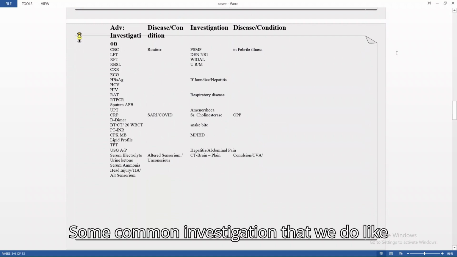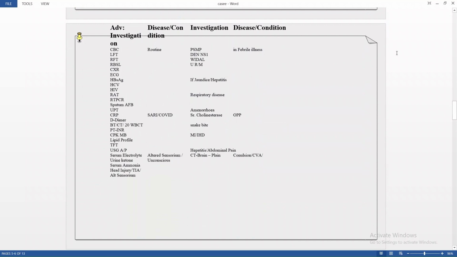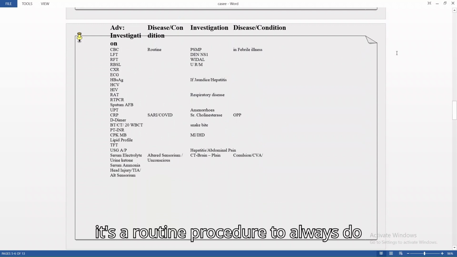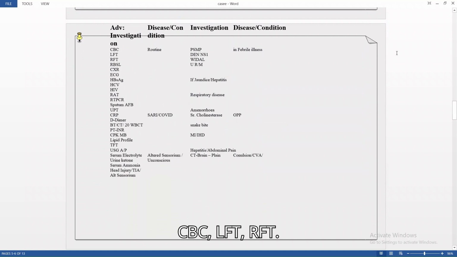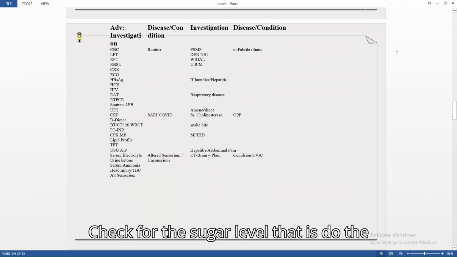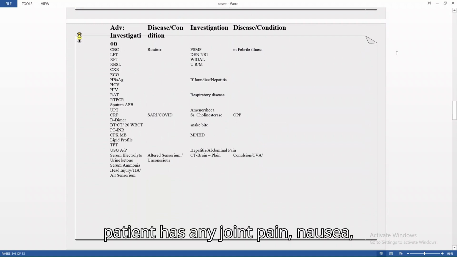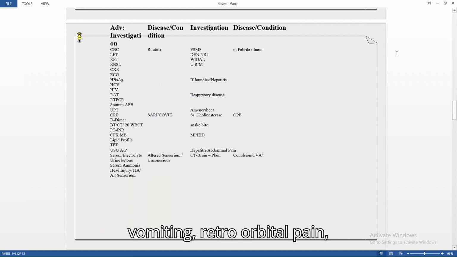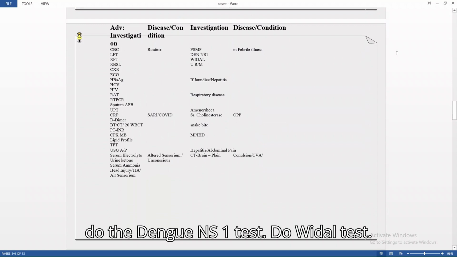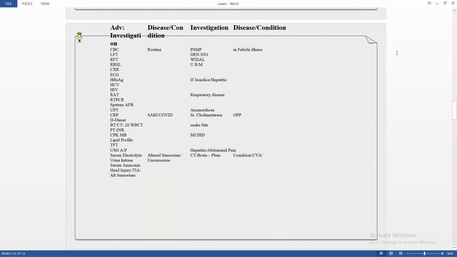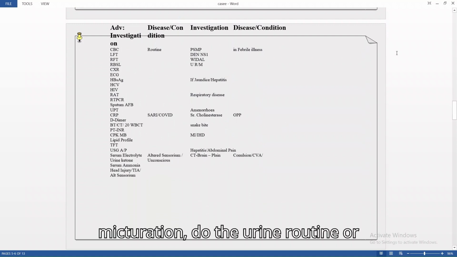Some common investigations that we do: whenever a patient is being admitted, it's a routine procedure to always do CBC, LFT, RFT. Check the sugar level, that is, do the random BSL. If there is any febrile illness and the patient has joint pain, nausea, vomiting, retroorbital pain, do the dengue NS1 test, do the Vidal test. If there is any burning sensation in micturition, do the urine routine or microscopy as well.